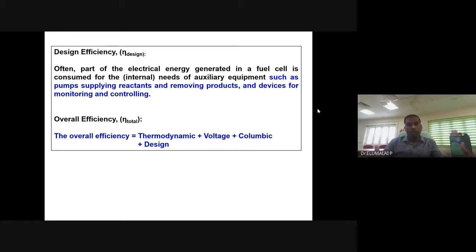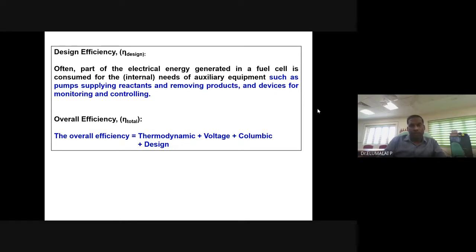Energy is required to pump the oxygen. Power is required to pump the hydrogen. Energy is required to reform the hydrogen containing molecule into a hydrogen rich molecule. So we need to spend some energy for that. After spending that, what is the efficiency? That is the design efficiency.